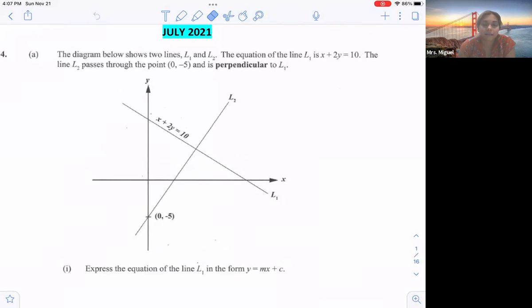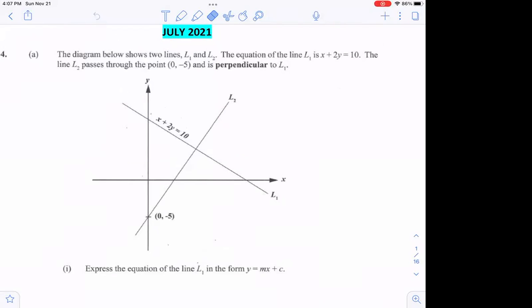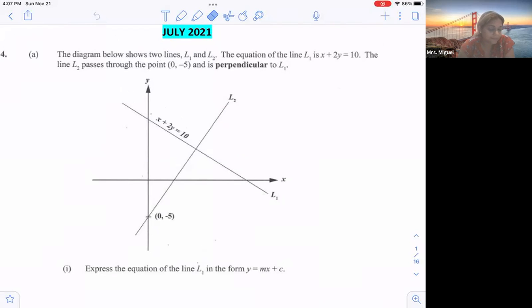So this is taken from July 2021. The diagram below shows two lines, L1 and L2. The equation of L1 is x plus 2y is equal to 10. The equation of L2 wasn't given, but the line L2 passes through the point (0, 5), and it is perpendicular. So that was the information given.